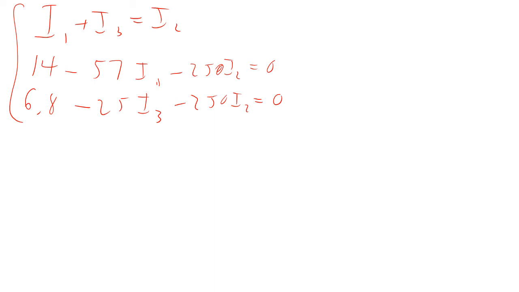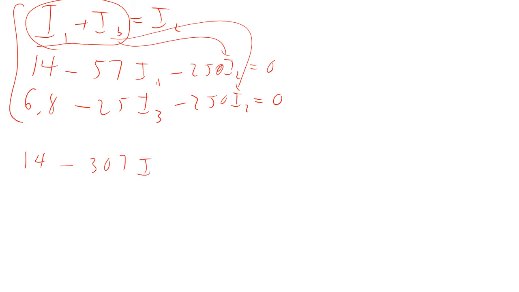You can just enter the values in there, or you can do the brute force method and just substitute up here I2 equals that. So substitute that in there and there. And then do a little algebra, and if you do some algebra, the equations look like 14 minus 307 I1 minus 250 I3 is 0, and then 6.8 minus 250 I1 minus 275 I3 is 0.